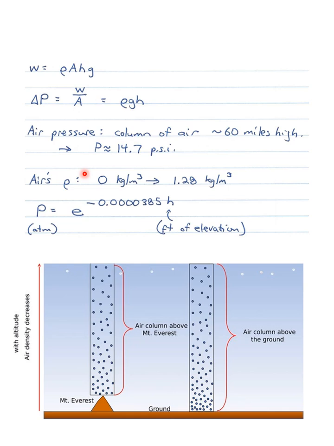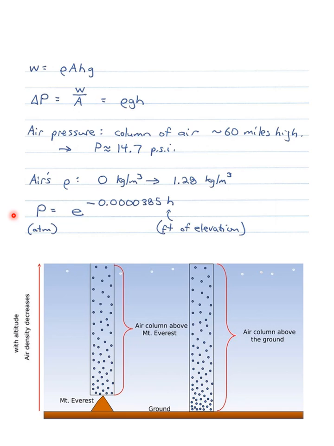You can actually use calculus to derive this. But atmospheric pressure is given by this equation. It's e, and that e is the base of the natural logarithm, to the negative 0.0000385 times h, where h is not the depth under the atmosphere, but I'm using, this is a very practical equation where it uses h as the elevation above sea level. And it's doing it in feet.